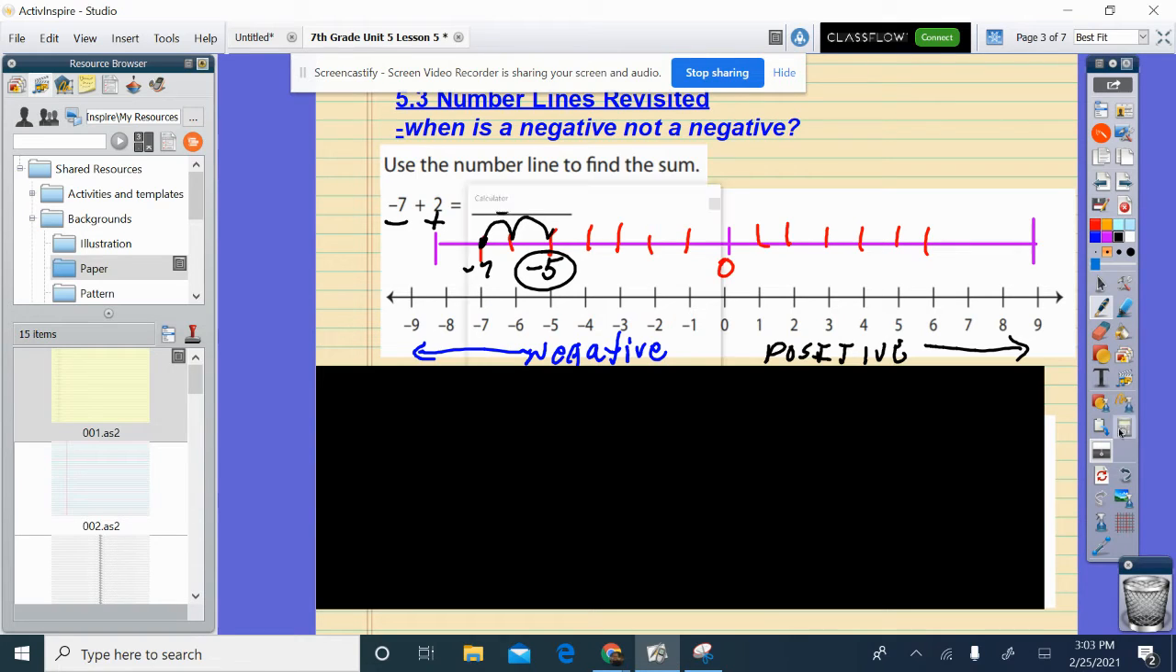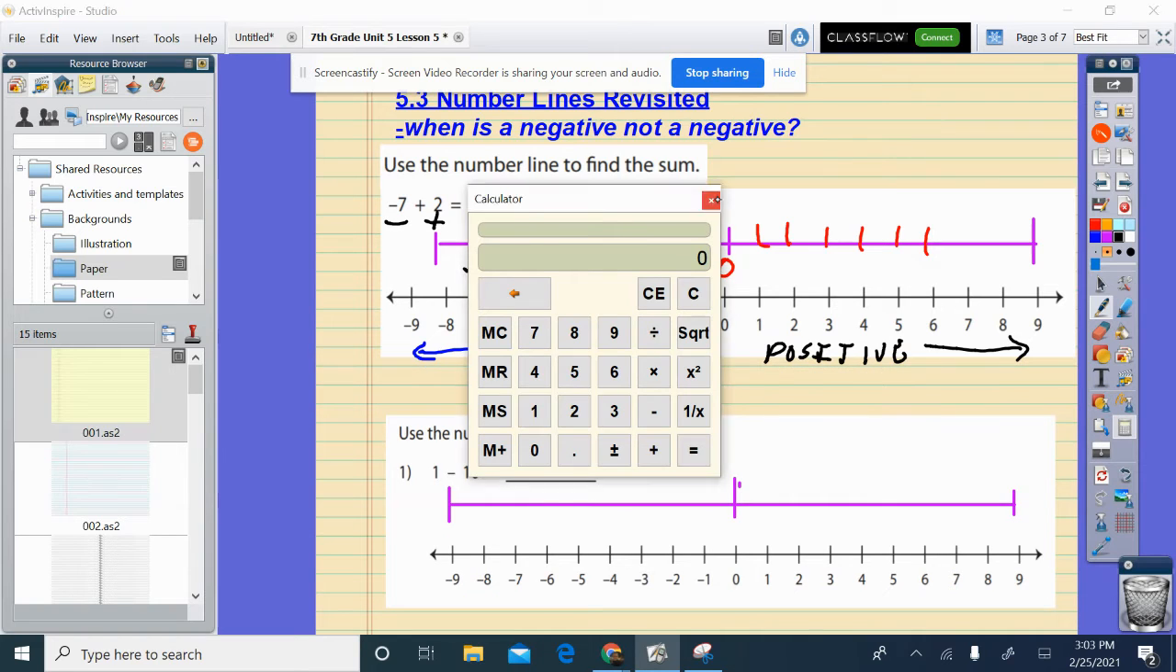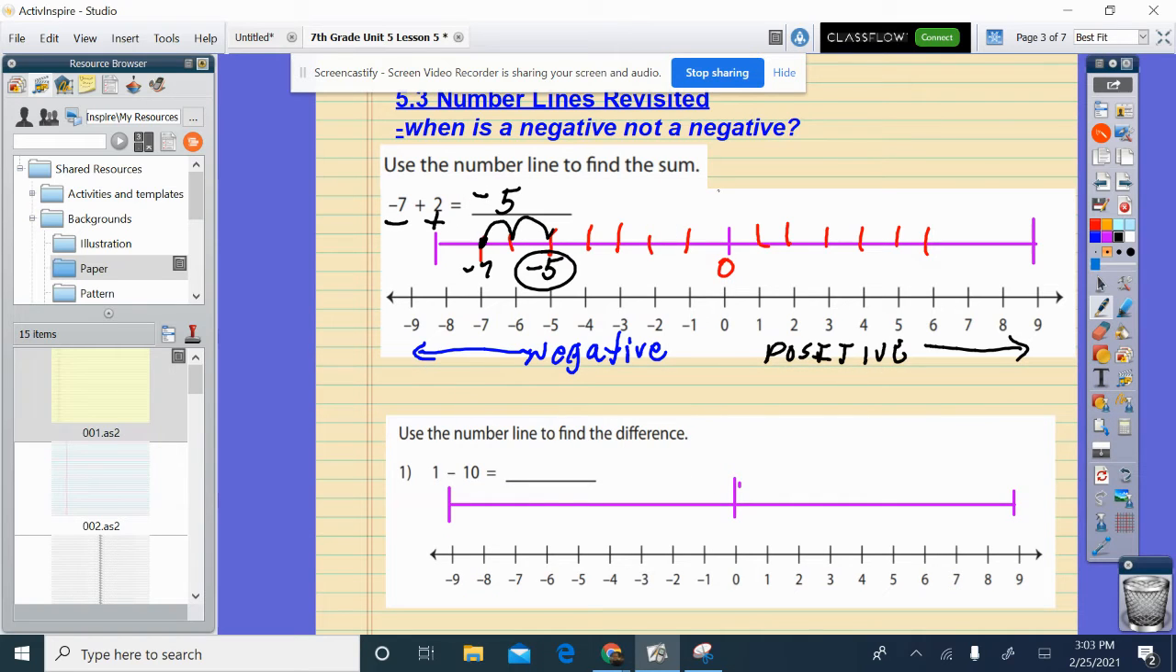So let's do another one. Use the number line to find the difference: 1 minus 10. Well, the first thing I'm going to do is rewrite that as an addition problem, because the rule said I can. If I'm subtracting a positive, it's like adding a negative. So it's going to be 1 plus negative 10. And again, draw a number line. Put in your hash marks there.